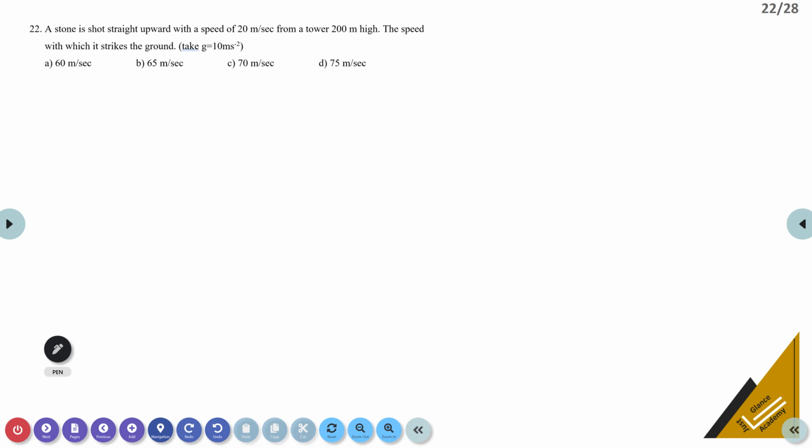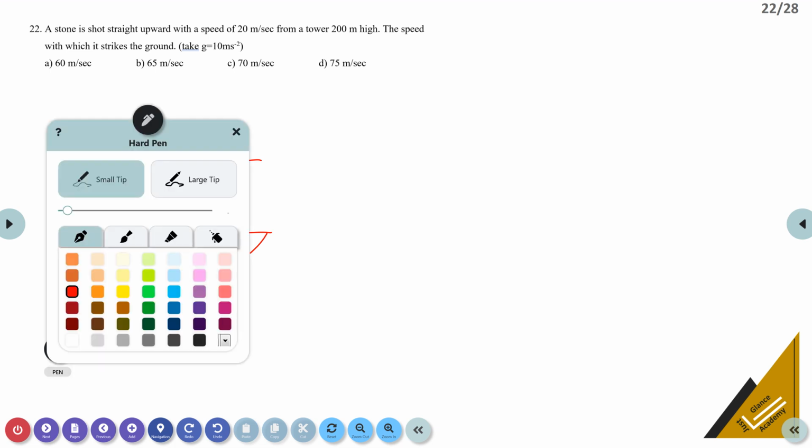A stone is shot straight upward with a speed of 20 meters per second from a tower 200 meters high. The speed with which it strikes the ground is the problem. This is the top of the tower. This is the bottom. What is the height of the tower given? 200 meters. Okay, fine.